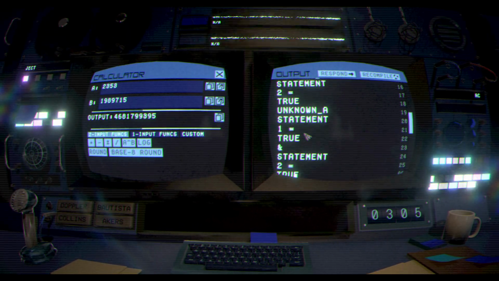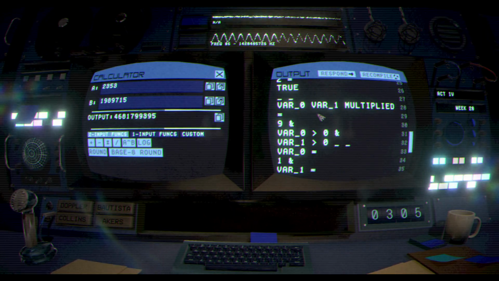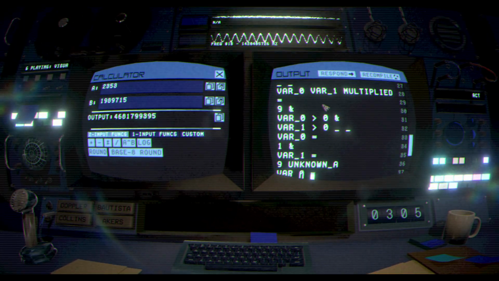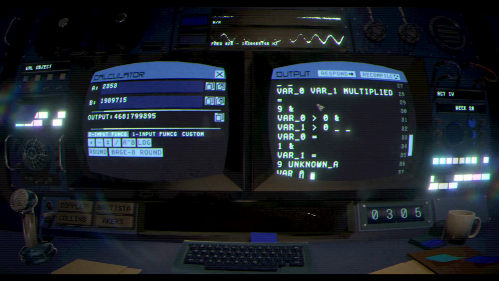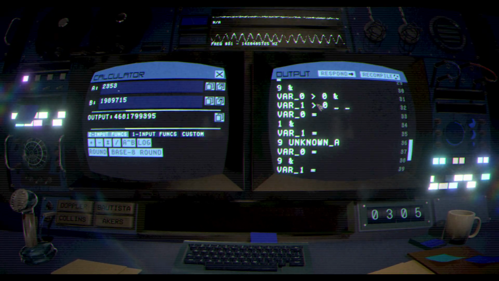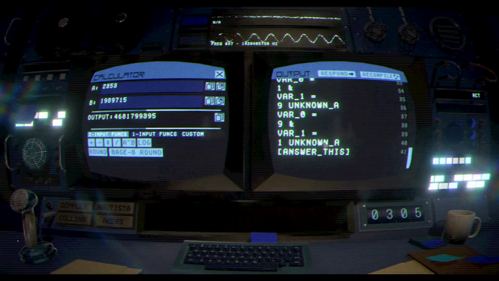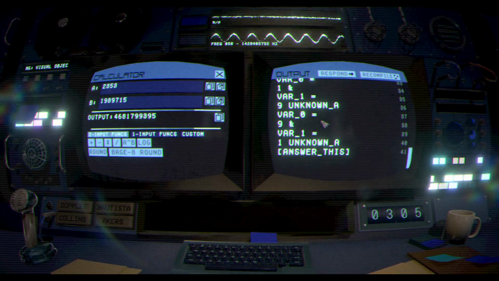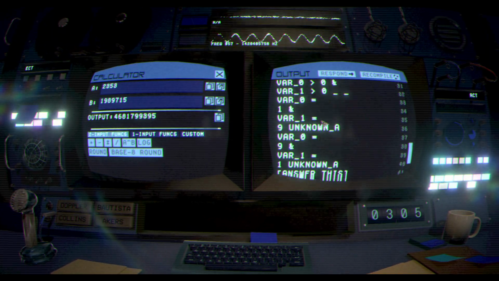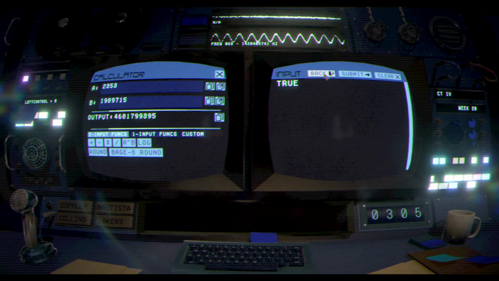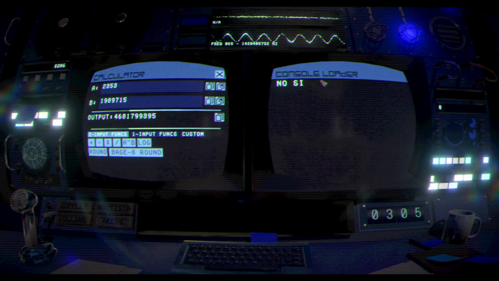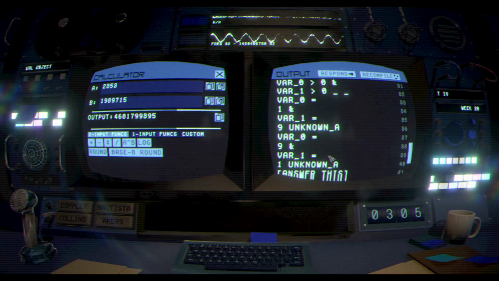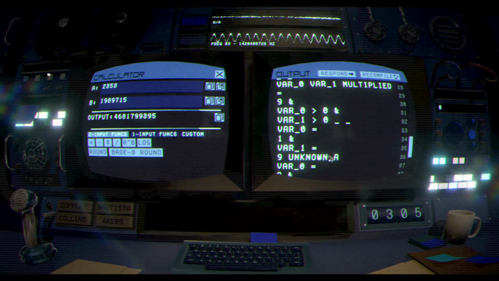Var 0, 1 multiplied equals 9. Var 0 is greater than 0, and var 1 is greater than 0. Var 0 equals 1, and var 1 equals 9. Unknown A, var 0 equals 9, and var 1 equals 1, unknown A. So these are true, and it seems like unknown A could be defining possibilities. Why isn't that true?